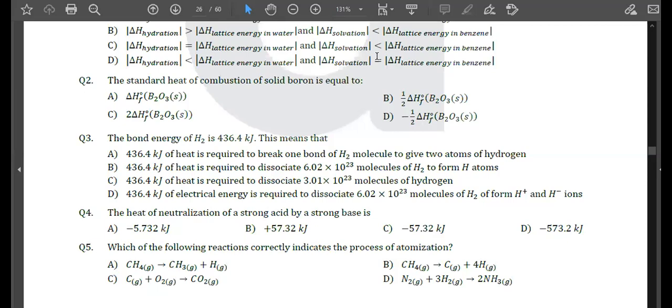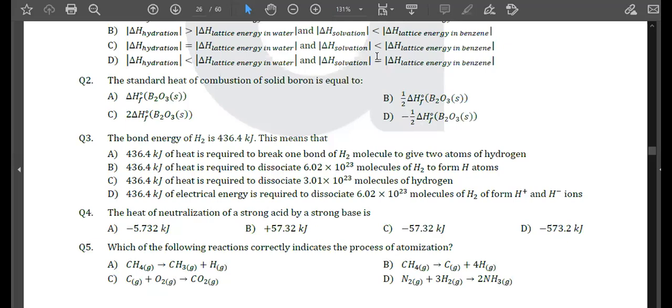It is C. Minus 57.32. You should remember this value. Yesterday we discussed it. Before that also we discussed it. The heat of reaction of strong acid by strong base is just the heat of reaction of H plus and OH minus, which is minus 57 kilojoule, right? See, you should not miss these small concepts.